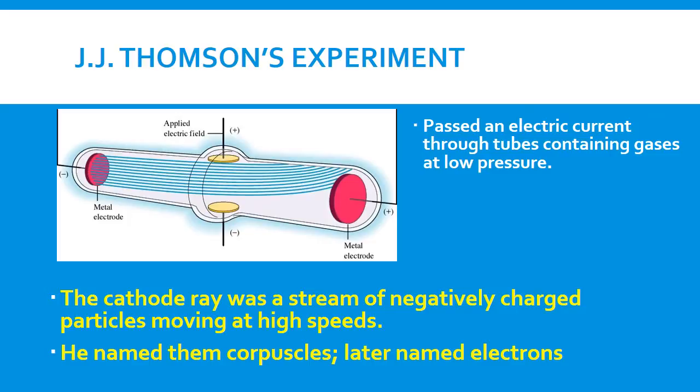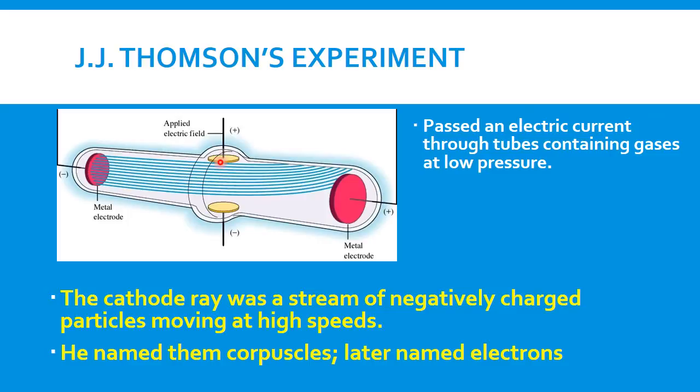This resulted in a glowing beam, which he called the cathode ray. So this here is our glowing beam, which he called the cathode ray. And it traveled from the negative end, or the negative disk, to the positive disk. And he noticed that the ray was deflected by the electrically charged plates.